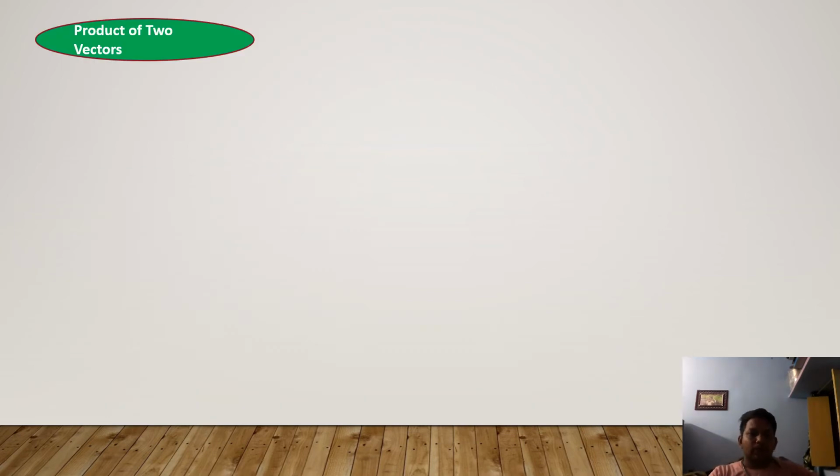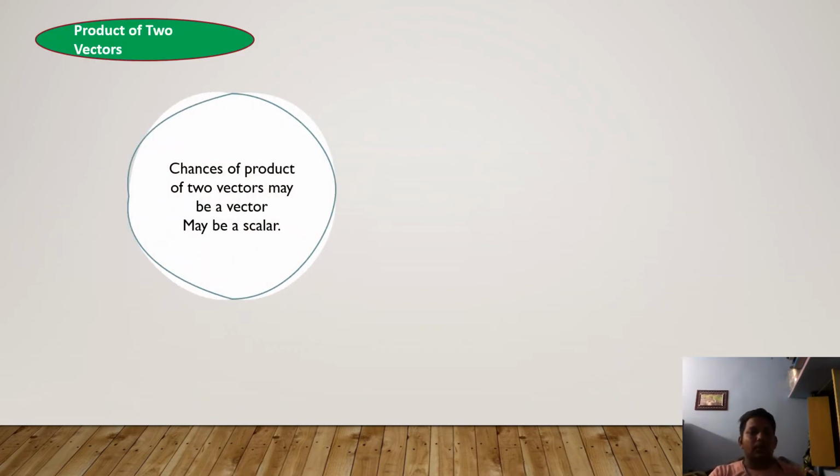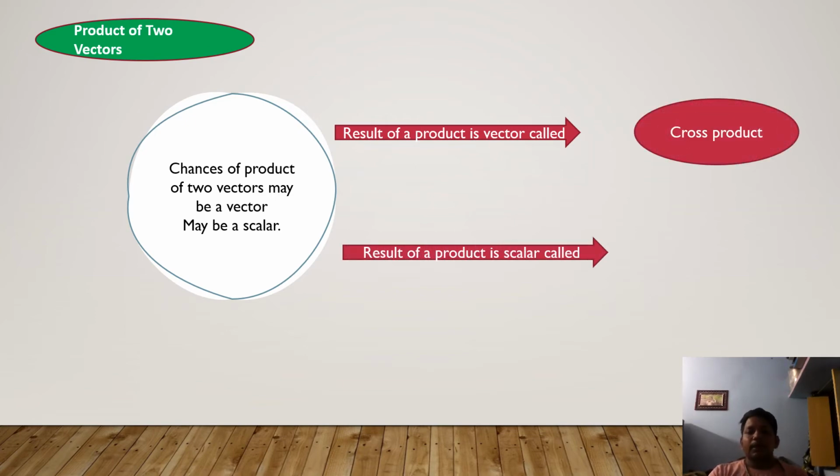Product of two vectors. The product of two vectors may be a vector or may be a scalar. There is no third possibility for the product of two vectors. If the result of the product of vectors is a vector, that is called cross product. If the result of the product of vectors is a scalar, that is called dot product.